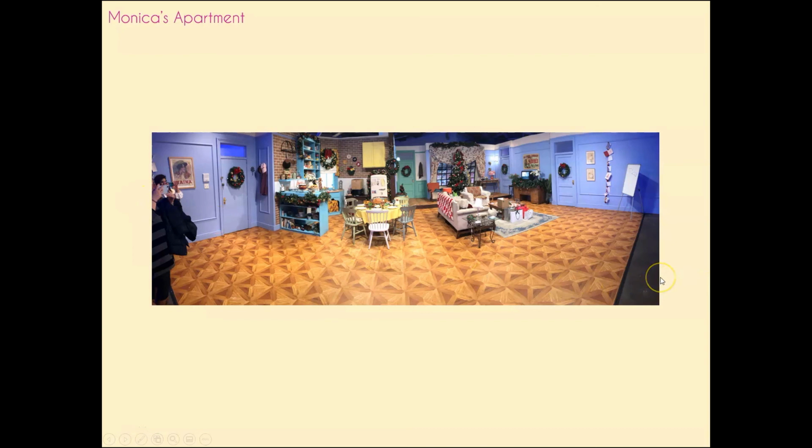Likewise, the audience would be able to see them moving from set to set, which would add that element of continuity to the narrative as well. So that was quite interesting. Hopefully you guys found that useful.